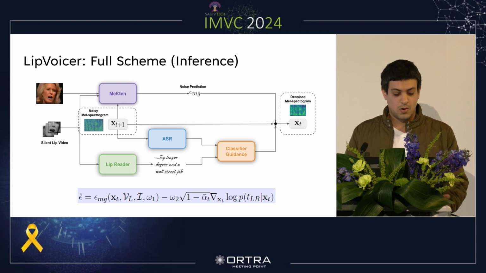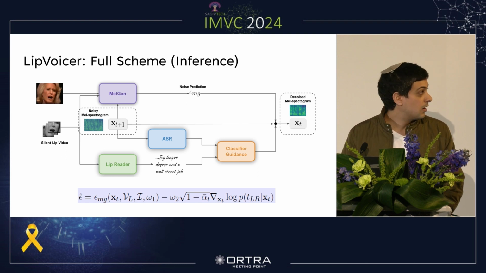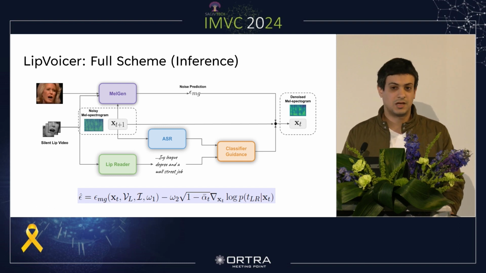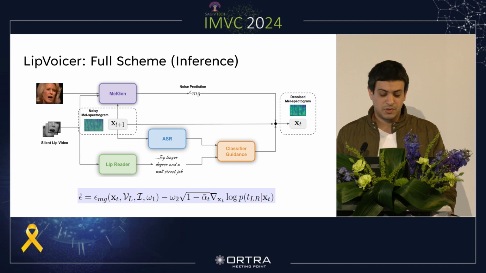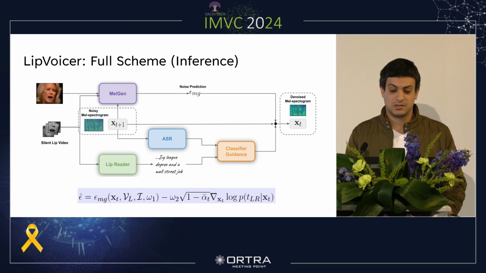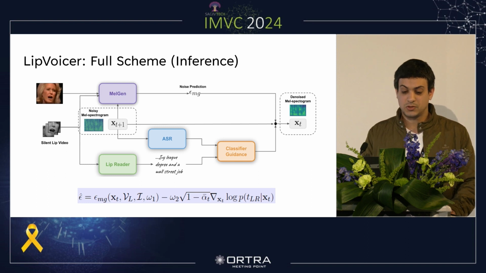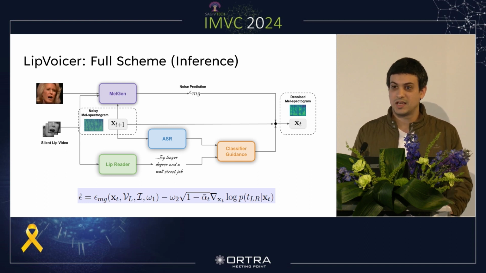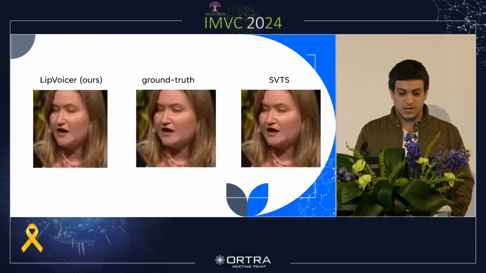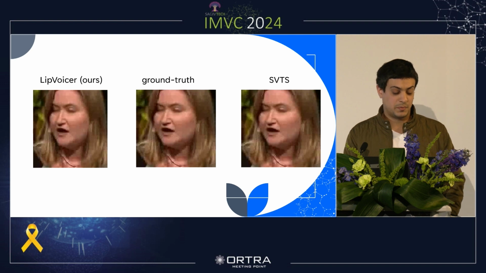So now when MelGen, at each diffusion time step, generates an intermediate mel spectrogram, the ASR is going to say, okay, this is a good one, it matches the words, or not. Okay, so now let's see what the generated speech sounds like now.